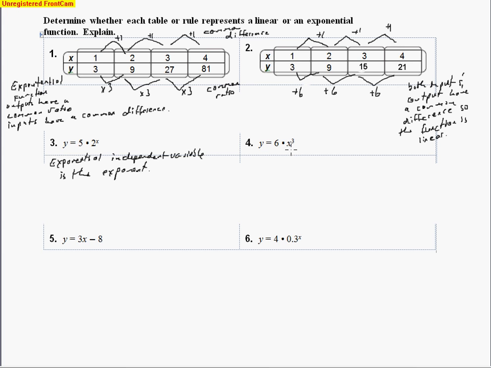Where this one is not exponential, because the independent, we'll say it's actually a cubic function, is what I would call this, a cubic function, because it's to the third power. Cubic function because the independent variable is to the third power. Independent variable is not the exponent, we'll say.